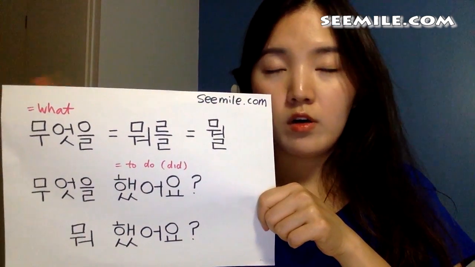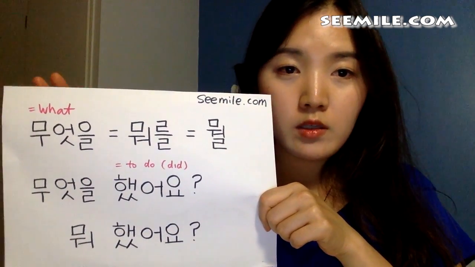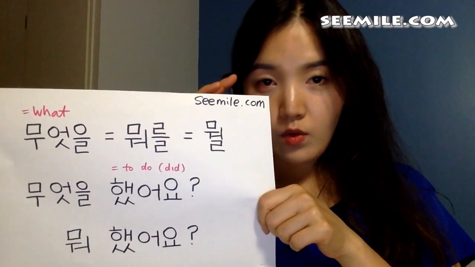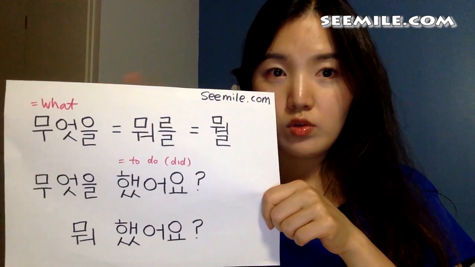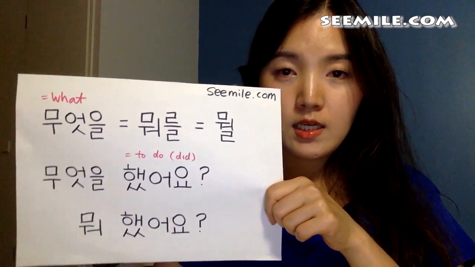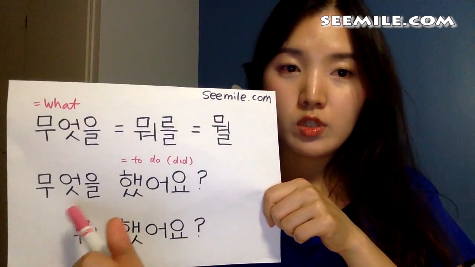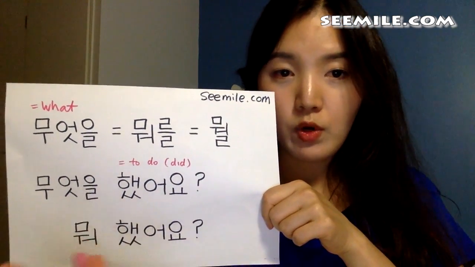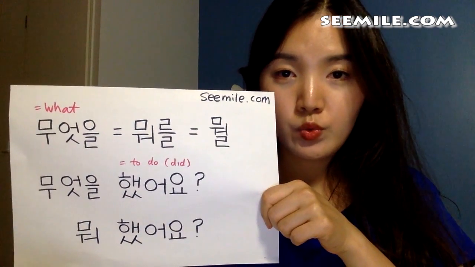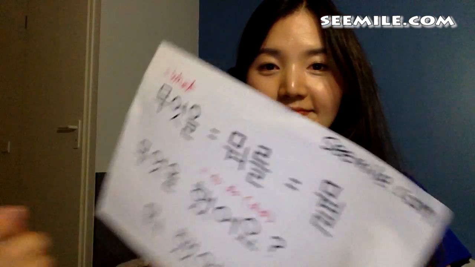Okay, so 무엇을, 뭐를, 뭘. They're all the same: "what" plus object particle. 무엇을 했어요? 뭘 했어요? 뭐 했어요? What did you do? Okay.